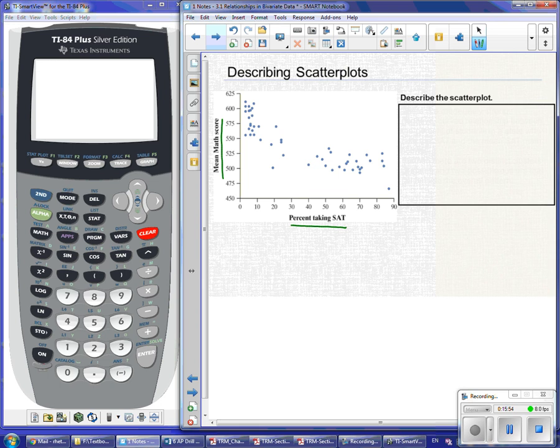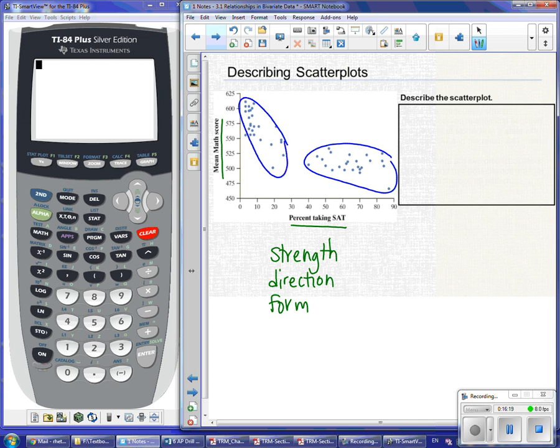And so if we're talking about the strength, the direction, and the form, let's just talk about the strength first. I can see that it actually looks like there's maybe two groupings of data here. If I look at it from here to here, it looks like almost two groupings of data. So you could actually model both groups separately.